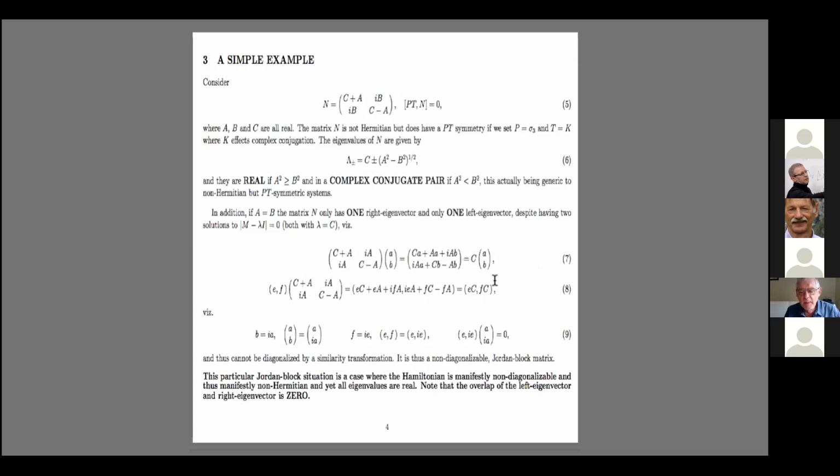So when this happens and a matrix is not diagonalizable, it was first discussed by Jordan, and it's known as a Jordan block situation. Now, what's interesting for this case is the Hamiltonian, the matrix, is not diagonalizable, but all the eigenvalues are real. The only value is C, and C is real. And so this is manifestly non-Hermitian and manifestly all eigenvalues real. And so this shows you that really, once you allow for non-Hermitian Hamiltonians which have a PT symmetry, then the whole situation is a lot richer.